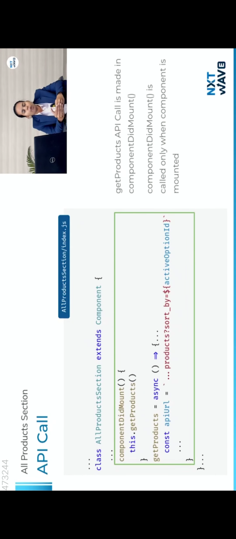Okay, so now when should this API be called? As such, this get products API is being called in the component did mount, right? So when is this component did mount called? When a component is being mounted, that's when this component did mount method will be called. So that's when the API will be called. But what is our requirement? We want this get products API to be called whenever there is a change in the state. So whenever the active option ID is being updated, the get products API should be called and the products have to be appropriately displayed, right?